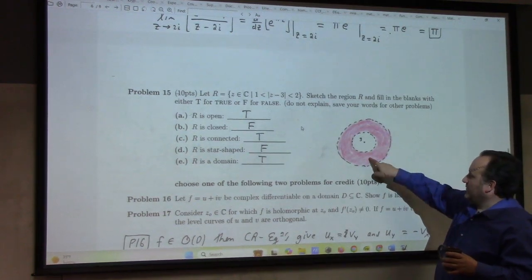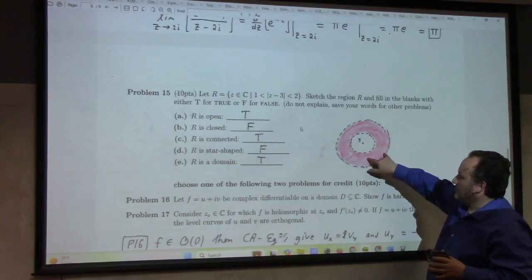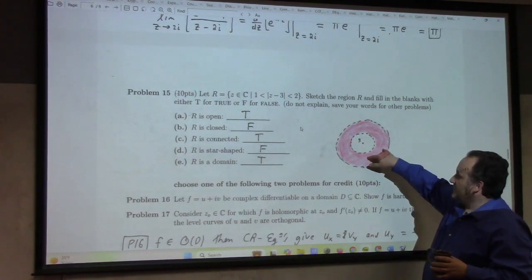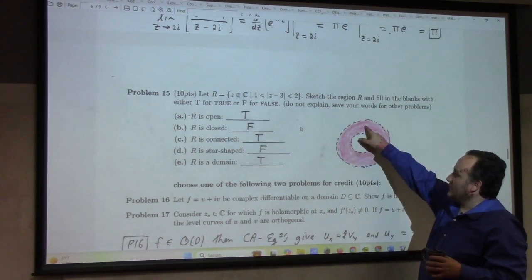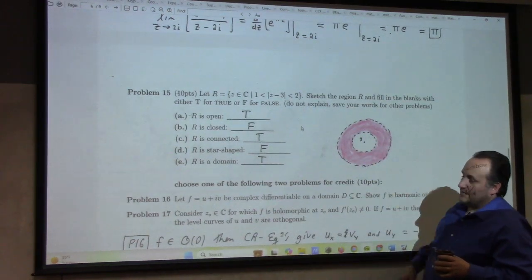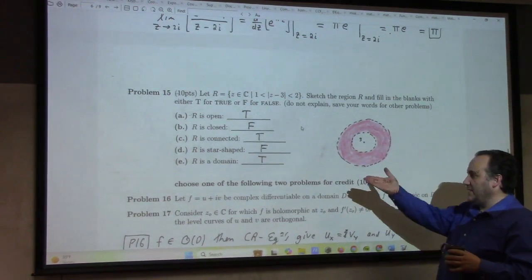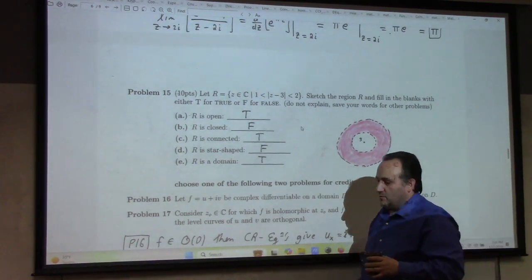Star-shaped means that there's one point that every other point in it can be reached by a line segment which doesn't leave the set, no matter where you put the star center. If you put it like here, there's no way you can get to these points over here with a line segment that doesn't leave the set. So it's not star-shaped. But it is a domain because it's open and connected. So a domain is an open connected set.